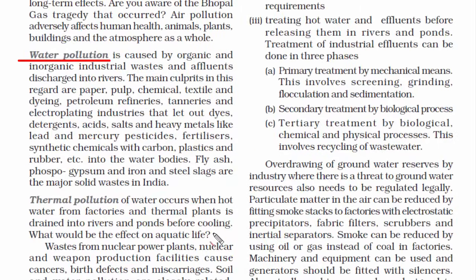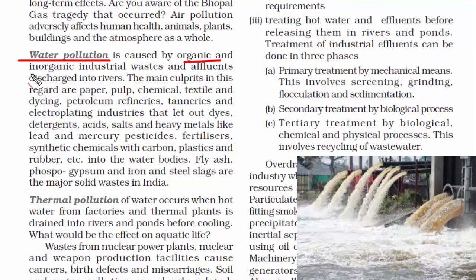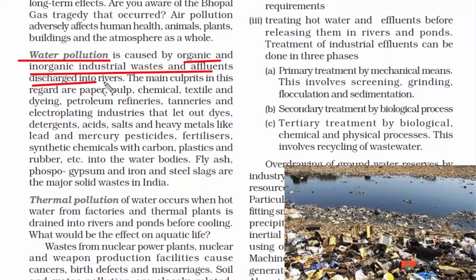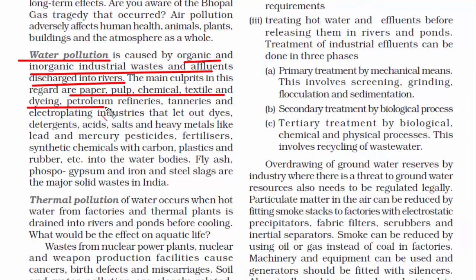Now the second one is water pollution. Water pollution means throwing organic and inorganic industrial wastes and effluents into the rivers. So the things like paper, pulp, chemical, textiles, dyeing, petroleum refineries, tanneries, electroplating industries. They let out their detergents, acids, salts and everything into the river. As a result, the water gets polluted, poisonous, and that affects the water organisms. Fishes die, and since rivers are the lifeline of the nation, if you go on to poison the lifeline, then it is going to get difficult to survive. So all these things just keep on happening every now and then.